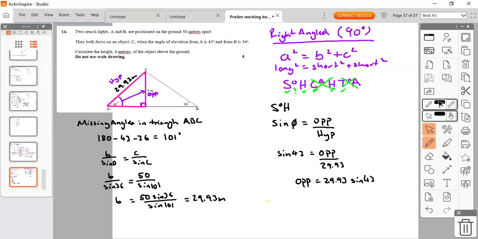I've missed a step there, I'm running out of space on the board. Essentially, I've taken that 29.93, it's a divide on the right hand side, so when I take it over to the other side, it becomes a multiply. I've then spun the formula round, okay? So that gives me the opposite side, which in this case is the height, as 20.42 meters.